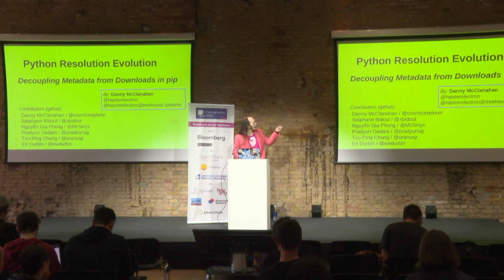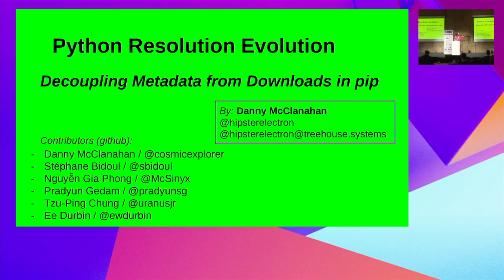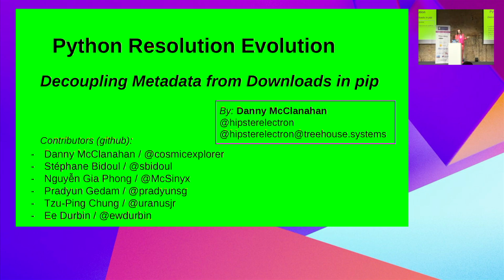I wanted to, the green, it's supposed to be 00FF00, so it doesn't look as good here. I wanted to, because what I've been working on has specifically been made possible by these contributors. I wanted to name them specifically. There's me, there's Stefan Bidul, there's Winzafon, there's Prajun Gedam, there's Tsuping Chung, who was fantastic and pushed through PEP 658, and E. Durbin, who I haven't met, but was very instrumental in something else that I'll mention later on. So I wanted to mention these because to me, it's very exciting that my work involves other people now, and you'll see why as I go through the talk.